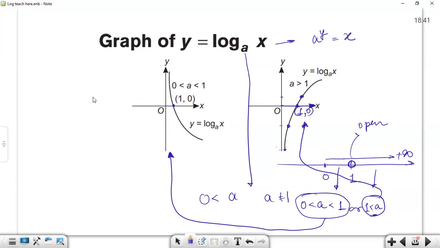And why is it happening so? Because, let's take an example. If a is half, and we're discussing half raised to power y, because a raised to power y is equal to x. Half raised to power y.